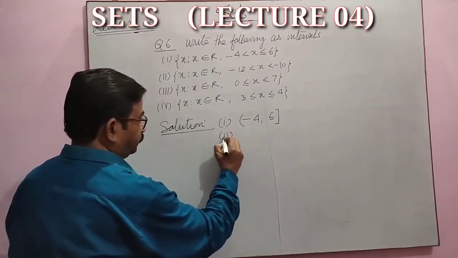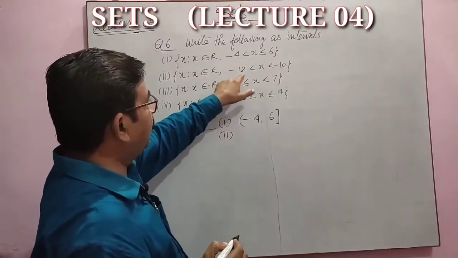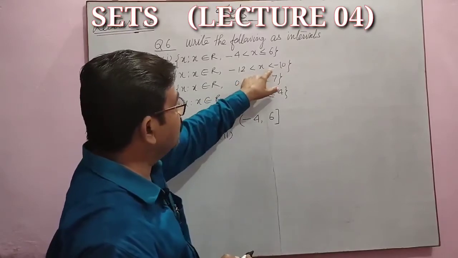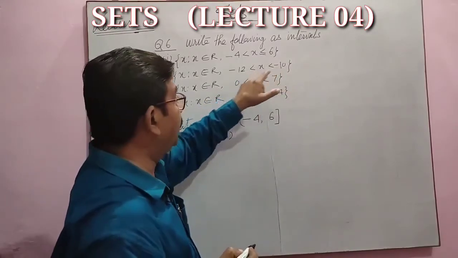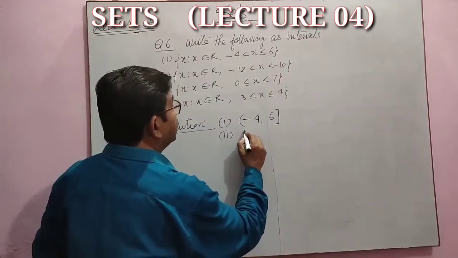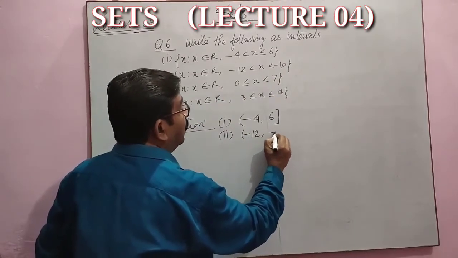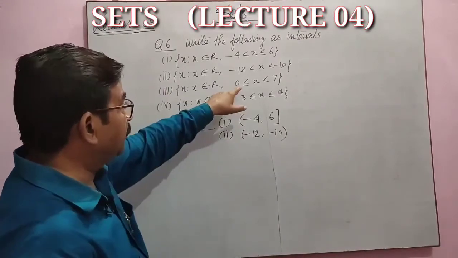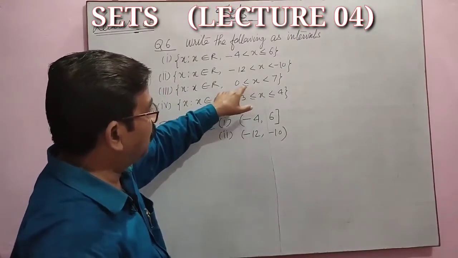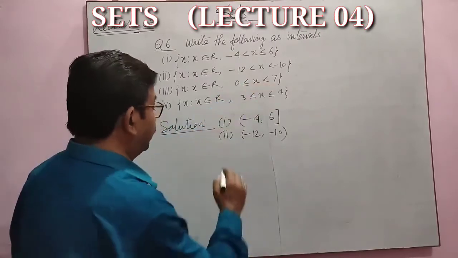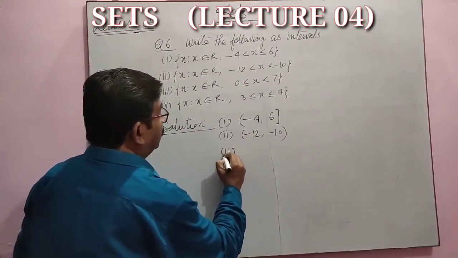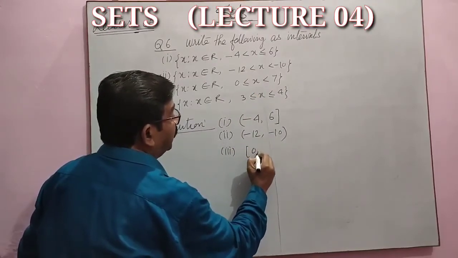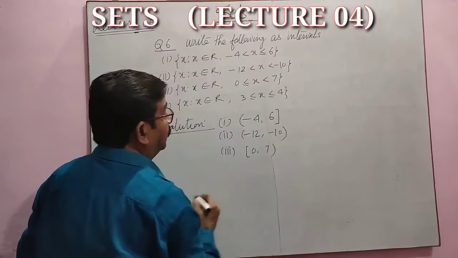In the second part, here minus 12 is less than x is less than minus 10, means both are slack inequality, both are open, so it is written minus 12 comma minus 10. This is an open interval on both sides. Here 0 is less than or equal, this one is closed and this side is open. So in the third part, it is closed and open. So you write closed square bracket, comma, 7 open.